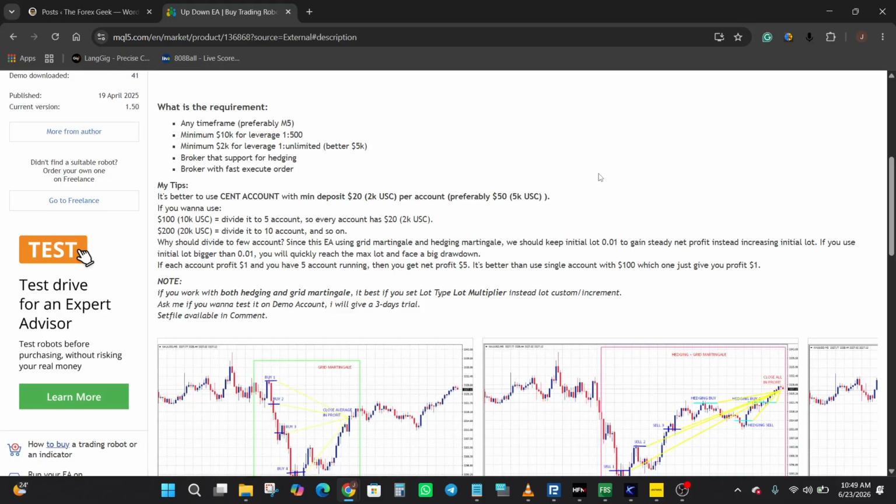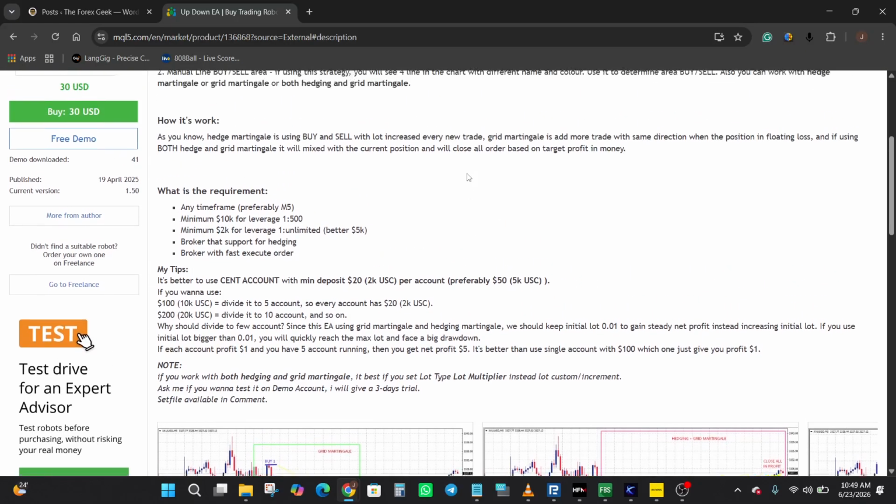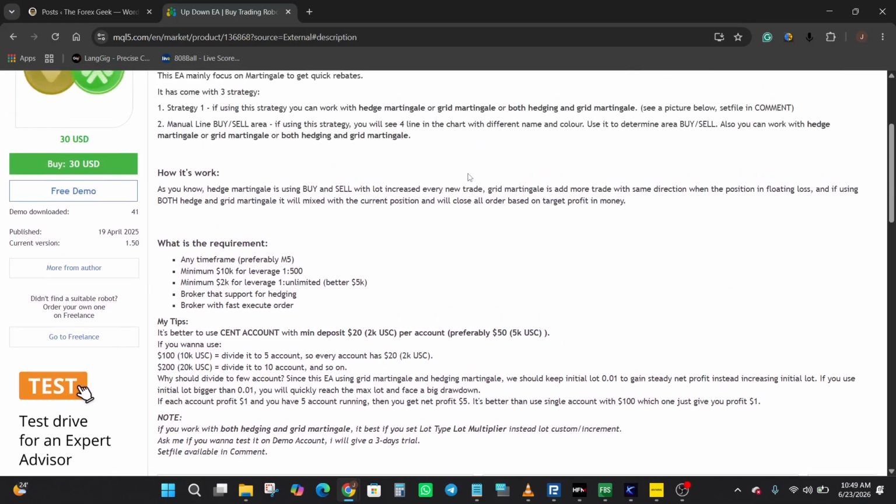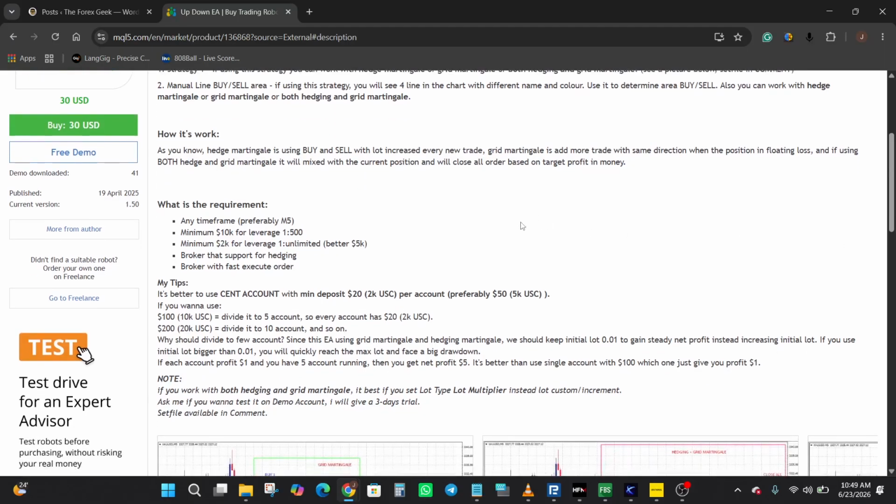Another key point mentioned is that trade management is closely tied to a lot progression logic, meaning position sizing can increase as trades develop depending on the selected martingale configuration. The EA also includes settings that allow the system to close all trades once a defined monetary profit target is reached. The developer also provides guidance on lot configuration, suggesting that lot multiplier settings are preferable when combining hedge and grid modes, which helps define how position sizes evolve over time.